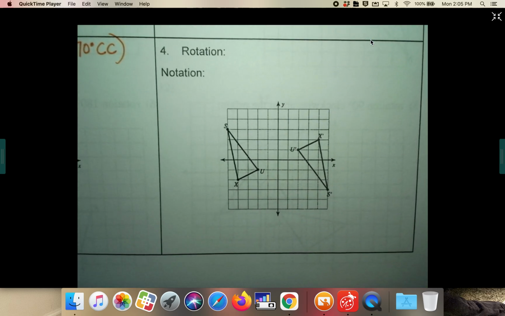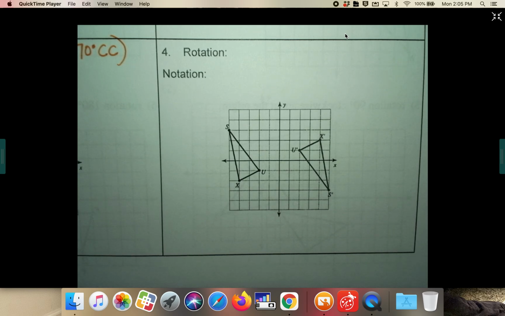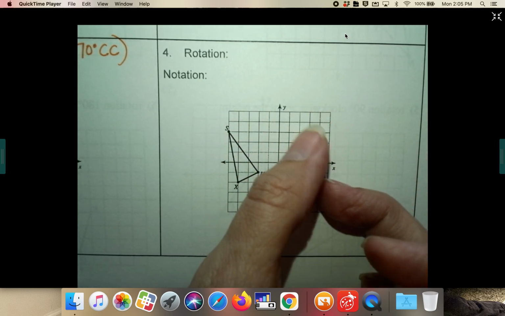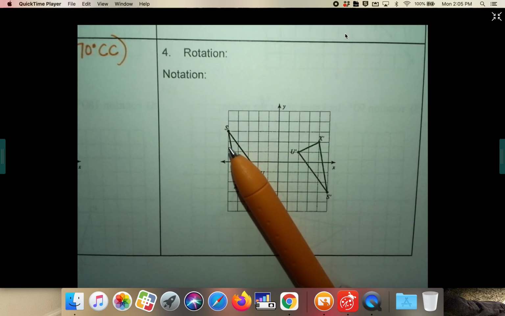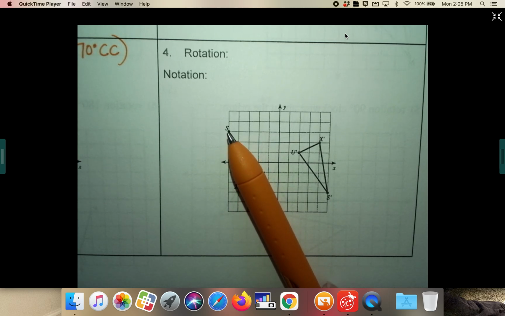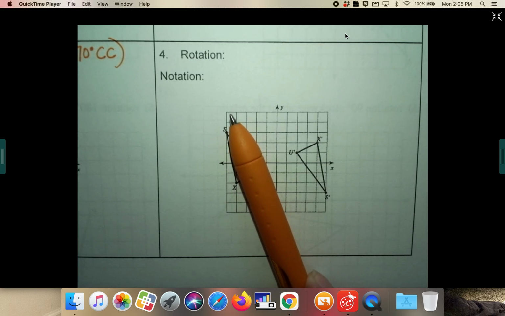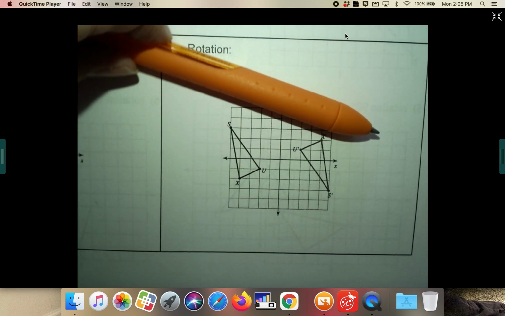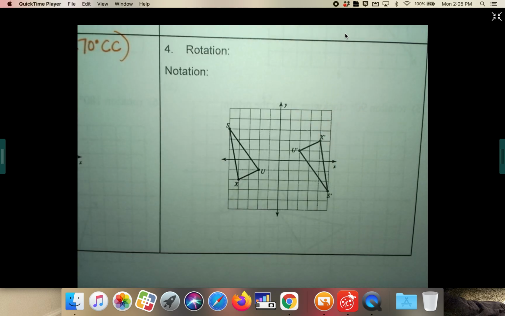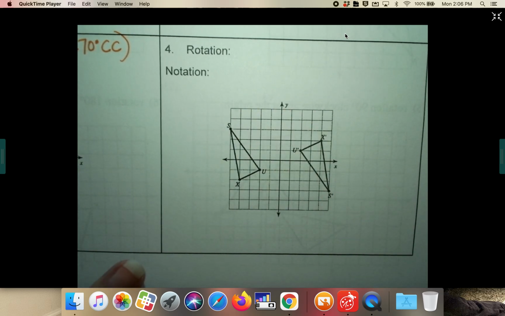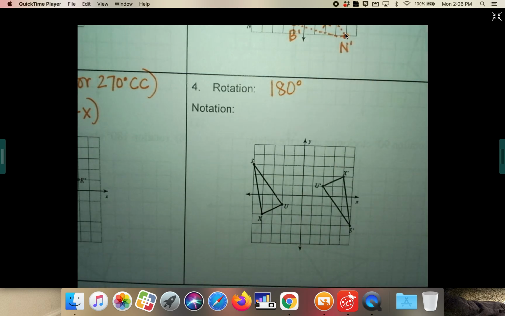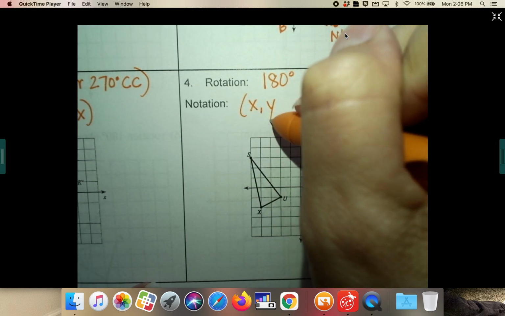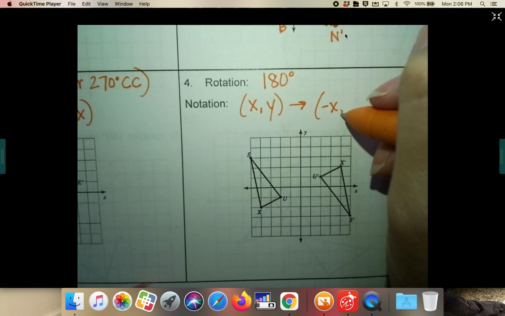Okay, let's look at number 4, last one. This one to me is an easy one because it started over here and it didn't stop at 90. It kept going all the way down here. Using my pen would be better. So if I use S as a pointer, it's kind of pointing this way. 90 would have been up here, but it kept going and it ended up being a 180. So if it exactly switched to the opposite, it did a 180. And again, you don't need to put counterclockwise or clockwise because it doesn't matter. And the notation for a 180 is x comma y changes to opposite x, opposite y.